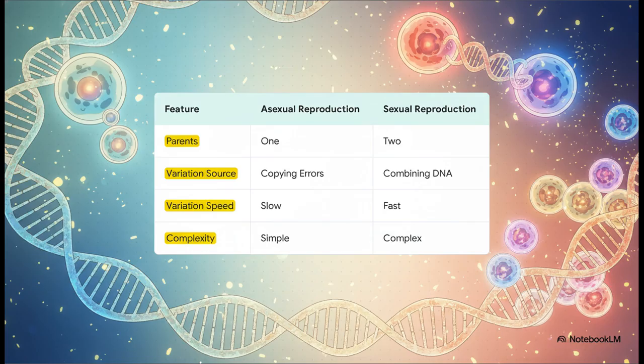Asexual reproduction, it's great if your environment is stable. It's fast, doesn't cost a lot of energy, and hey, if the parent is doing great, why change anything? But sexual reproduction, even though it's slower and more costly, has this one massive advantage. It creates a ton of genetic variation by mixing DNA from two different parents. It's like constantly shuffling a deck of cards, which acts like an evolutionary insurance policy for the whole species.